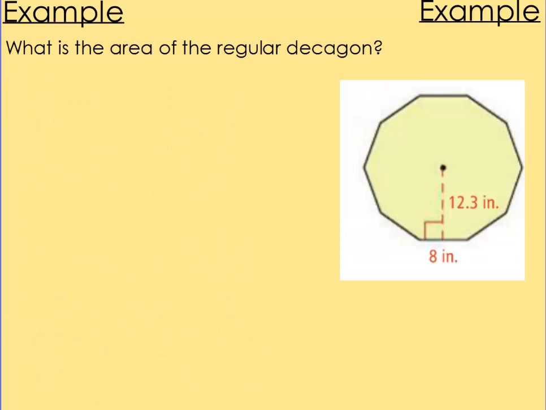Next one. Pause the video. Okay, the area of the regular decagon. Decagon, how many sides? 1, 2, 3, 4, 5, 6, 7, 8, 9, 10 sides. So 10 sides. Now the formula: the area equals 1/2 times the perimeter times the apothem.